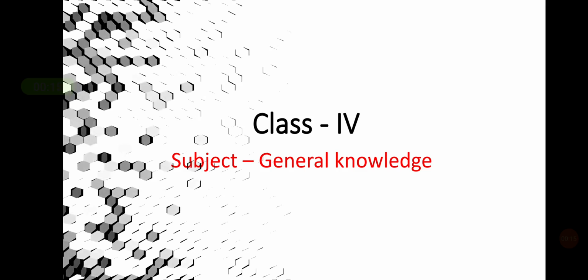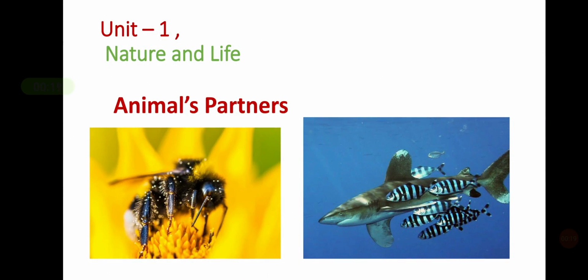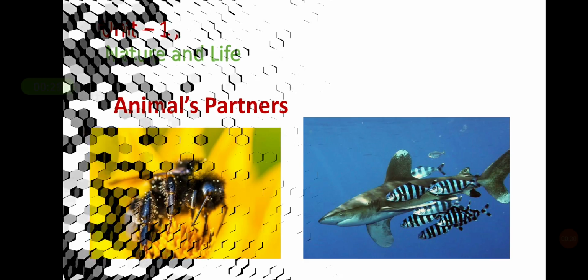So today we will start our new subject, which is general knowledge of class 4th. So let's start our chapter, which is unit number 1, nature and life, and the chapter name is Animal Partners. So basically, in this chapter we will read about the relationship between animals.